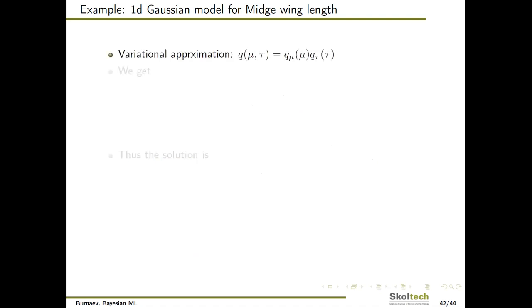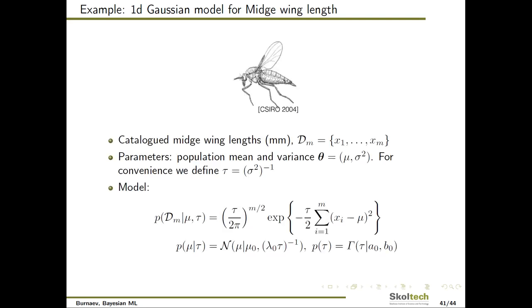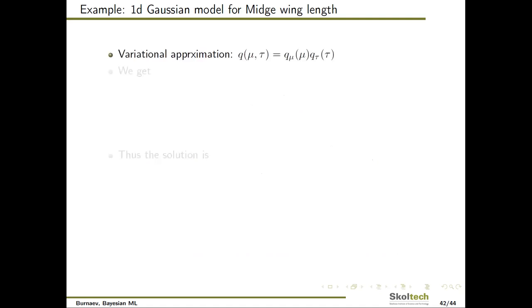Okay, let's apply our variational approximation. Okay, we have basically two parameters here, mu and tau, that we want to estimate. And so we use this factorization. We say our Q is the product of the distributions related to mu and to tau. So this is basically the straightforward way to do mean field variational inference.